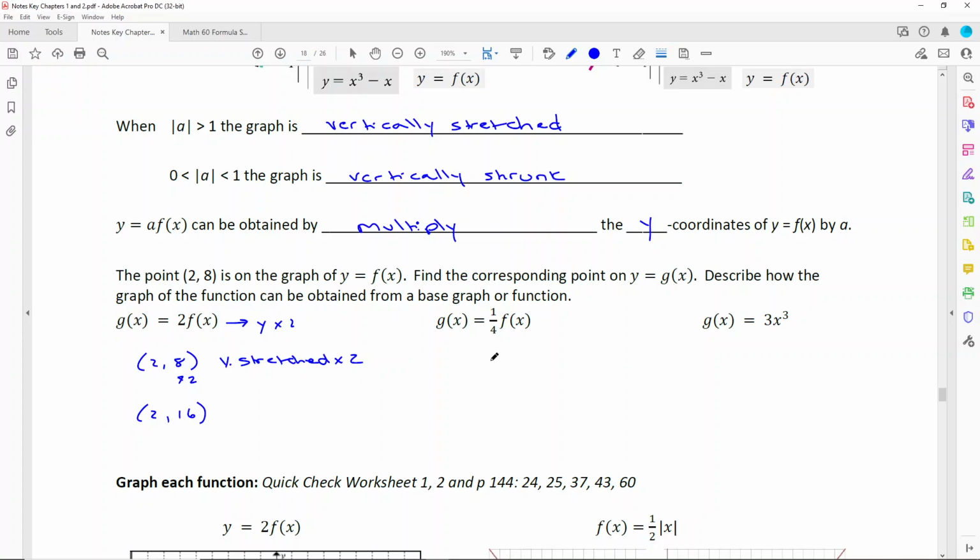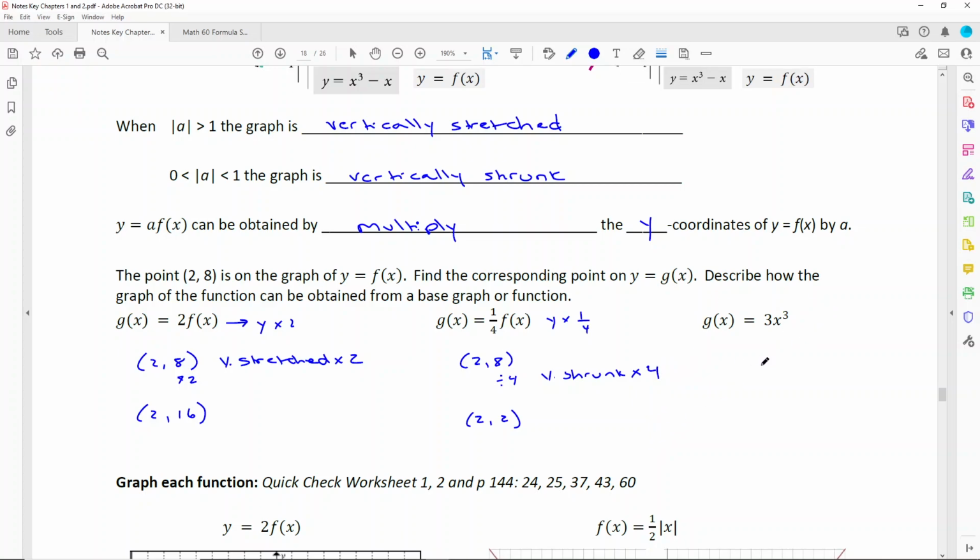All right, what about this one? If my original point is (2, 8), and I know that the a value multiplies my y values, it means I'm multiplying my y values by 1/4, or I'm dividing my y value by 4, same thing. So my new point would be (2, 2). We would call this vertically shrunk by 4. Oh, sorry, not 2, 4. Okay, what about this last one?